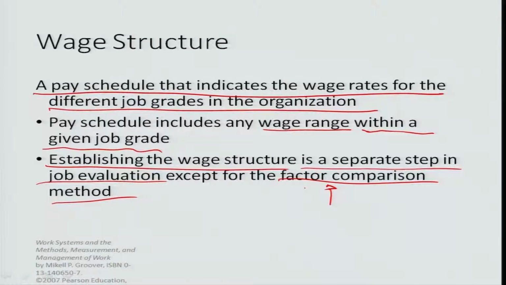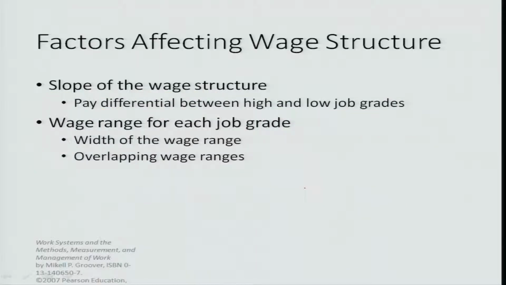So, if we look at some of the factors which affect such wage structures, one of course is the slope of the wage structure. A slope can also be referred to as the pay differential between the highest and the lowest job grades. So, once you have categorized all the jobs into different ranks, and once you have tried to arrange the jobs in a hierarchical manner, you could create a pay differential between the highest job grade and the lowest job grade, and that could be looked at by looking at the slope of the wage structure.